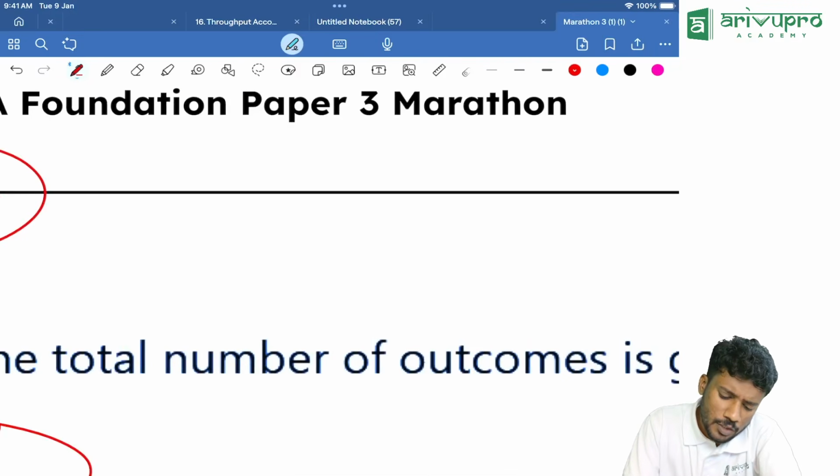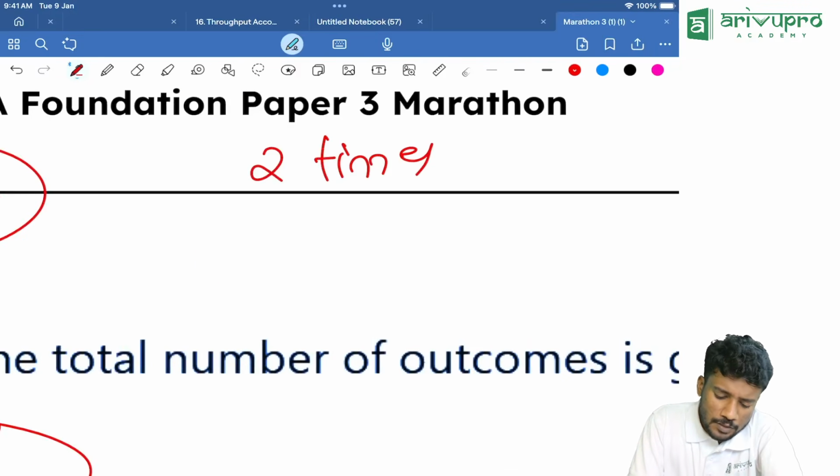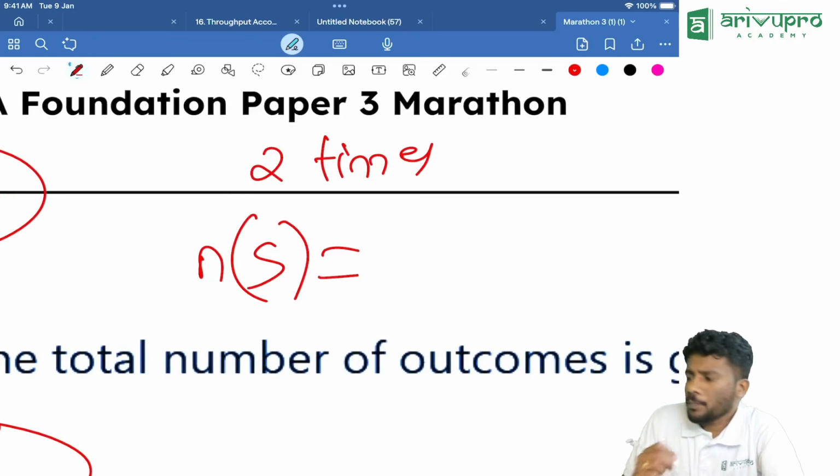Now I am asking you. A coin is tossed 2 times. That means what is the total sample space?